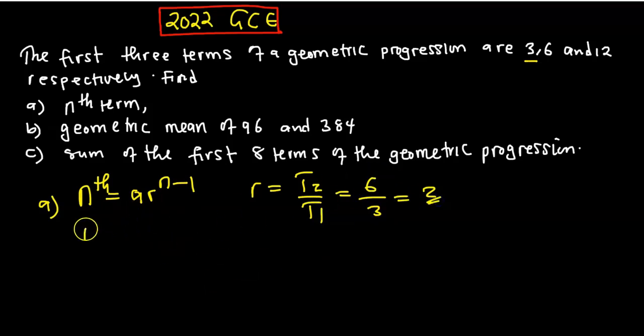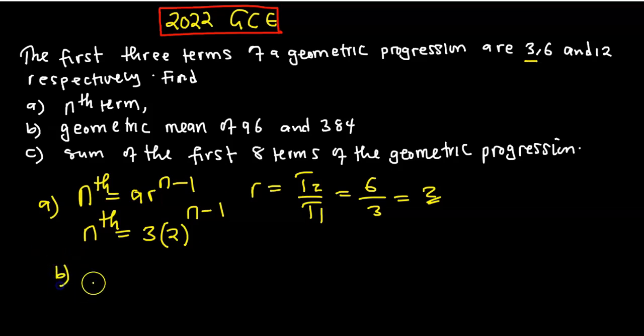So now we can find the nth term. The nth term is equal to what? The first term is 3, then the common ratio is 2, then n minus 1. So it remains like this. You can't multiply here because this one has the power here. So you can't multiply, you just leave it like this. So that is what you needed to write.